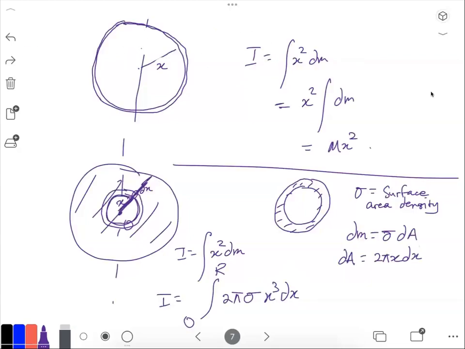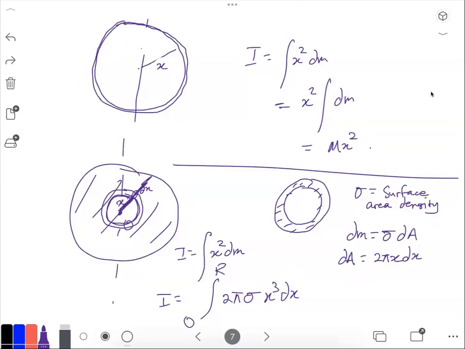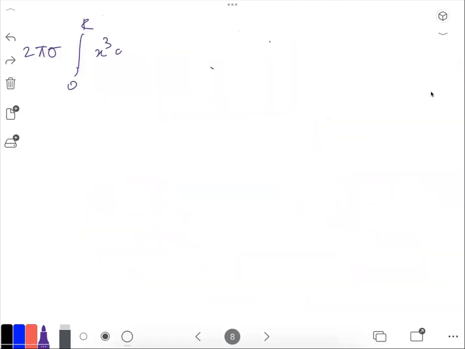2 pi sigma integral 0 to r of, this should be x cubed dx. This is 2 pi times the mass over pi r squared times x to the fourth over 4, evaluated from 0 to r would be r to the fourth over 4. So this cancels. So we're left with mr squared over 2, and that checks out.